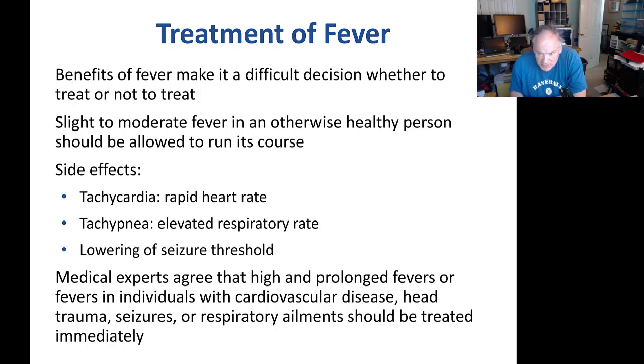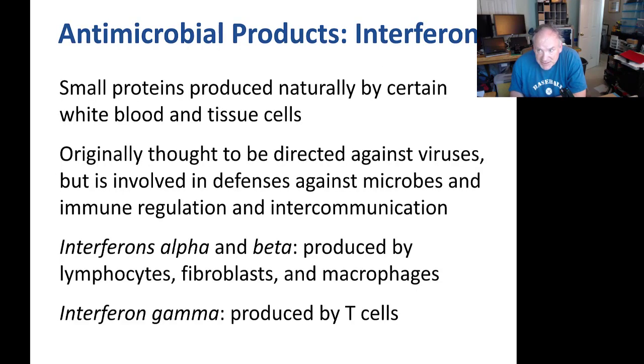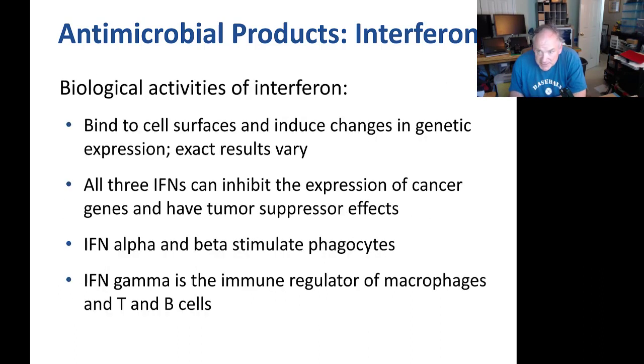if it's long term. Antimicrobial products: interferon, small proteins produced naturally by certain types of white blood cells. Thought originally to be against viruses, but it's against pretty much anything. It's produced by lymphocytes, fibroblasts, and macrophages. Gamma interferon is produced by the T cells. The activity of this interferon is that it binds to the cell surfaces and induces changes in genetic expression, and all three of the interferons can inhibit the expression of cancer genes, with tumor suppressor effects.